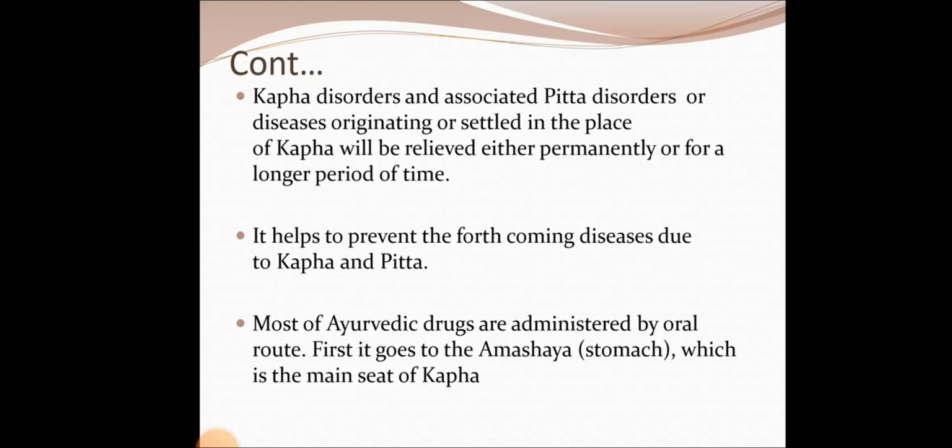Most of the Ayurvedic drugs we administer through the oral route. First, it goes to the Amashaya, which is the main seat of kapha. Digestion of food also starts from the Amashaya. If there is accumulation or aggravation of kapha in Amashaya, the digestion of food or drug cannot take place properly. With the help of Vamana Karma, Amashaya Shuddhi occurs, so the digestion of drug and food takes place properly.